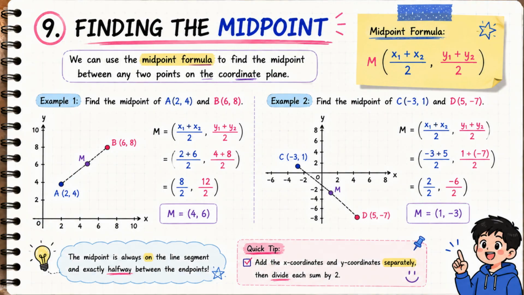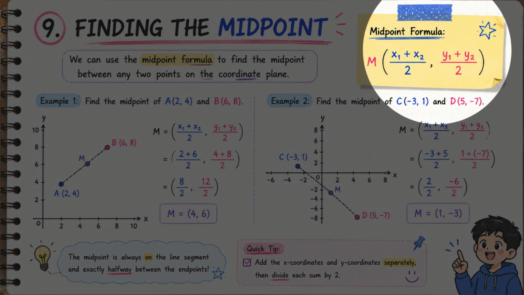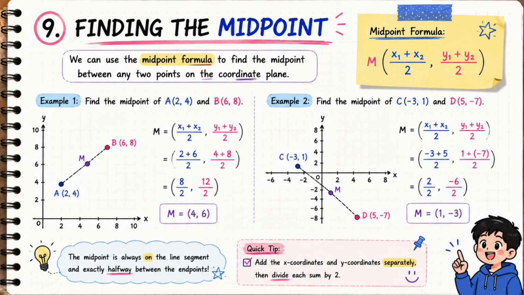To find the midpoint, the process is actually easier. We just find the average. Average the x values, average the y values. That's all. A simple memory tip is add and divide by 2. Add and divide by 2. If you remember this, finding the midpoint becomes very easy.